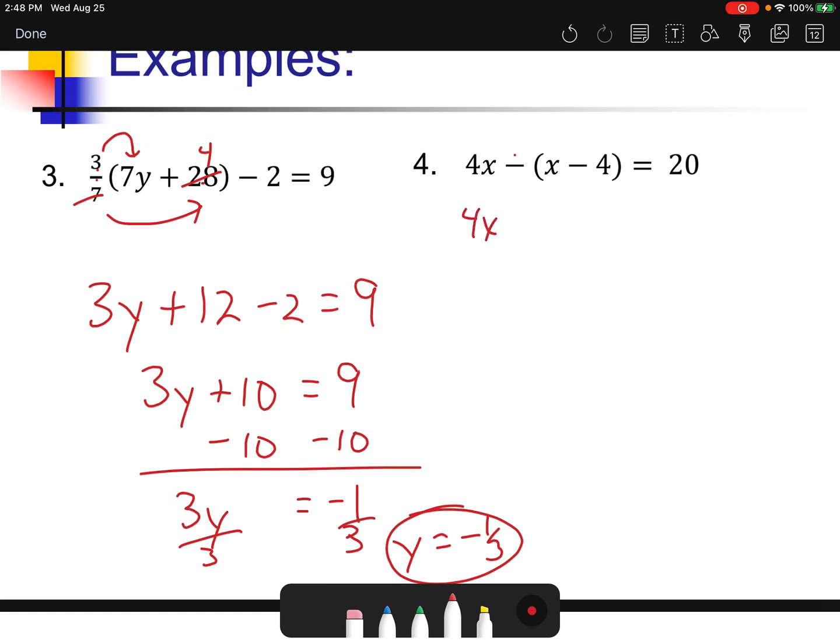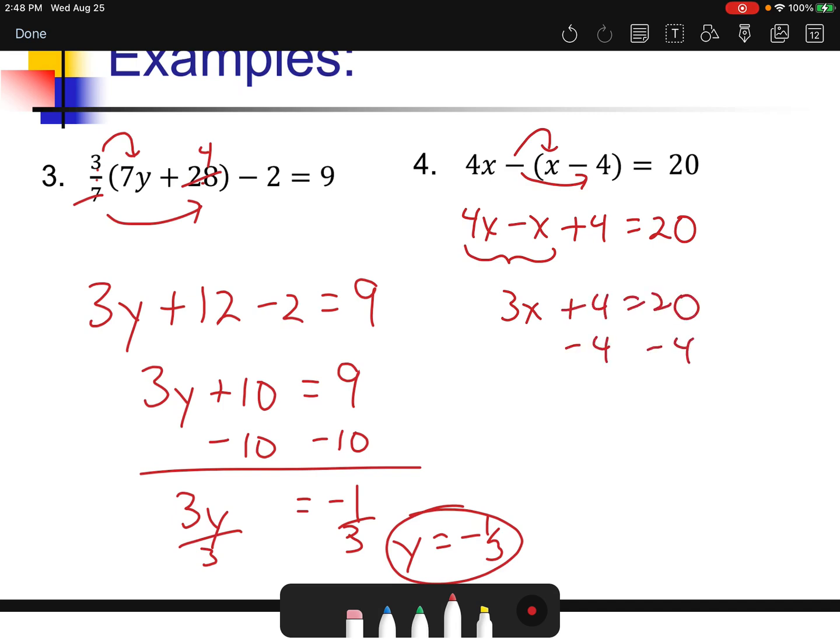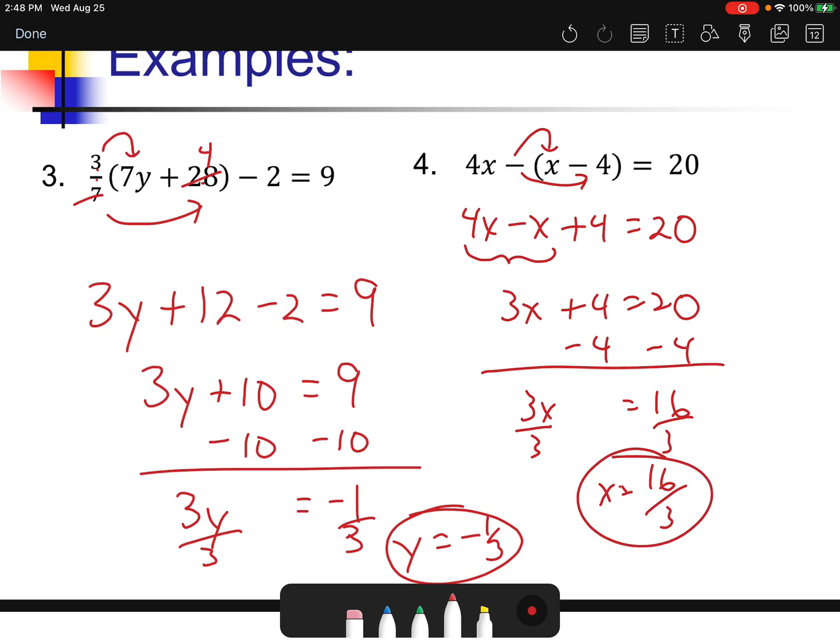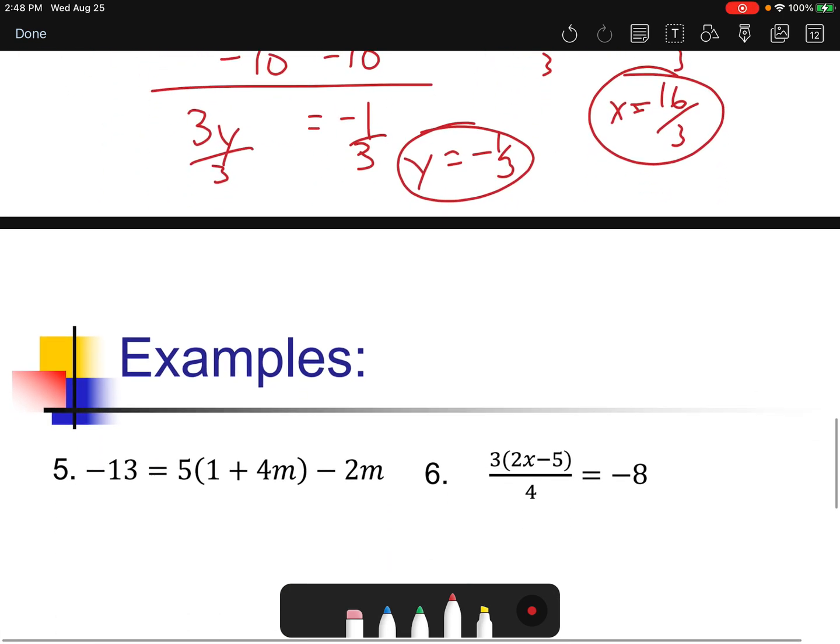Okay. Similarly, on this one, we're going to distribute the negative sign. So minus x plus 4 equals 20. Well, 4x minus x is 3x. Hey, now this looks like something we've seen a whole bunch. 3x equals 16. Divide by 3. Leave the answer. Do not use your calculator. 16/3 is just fine for me. Okay?